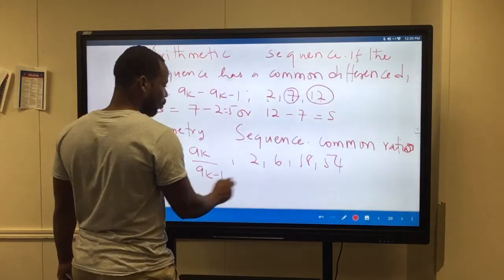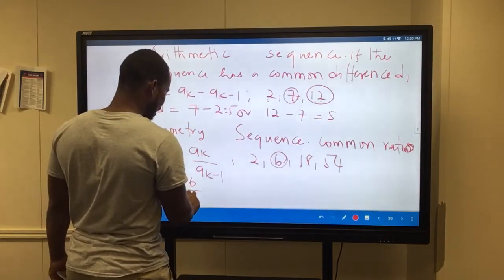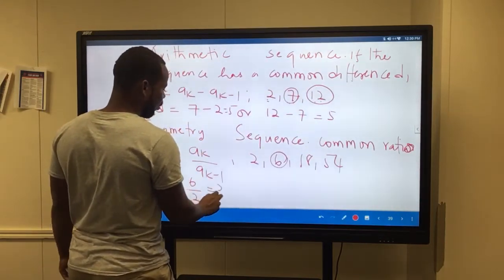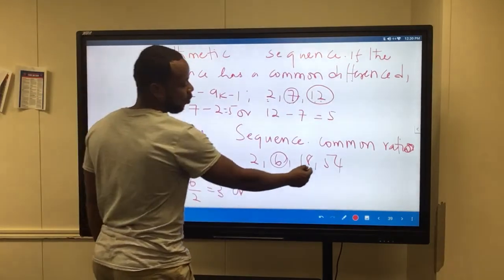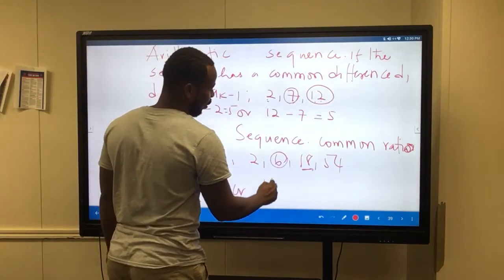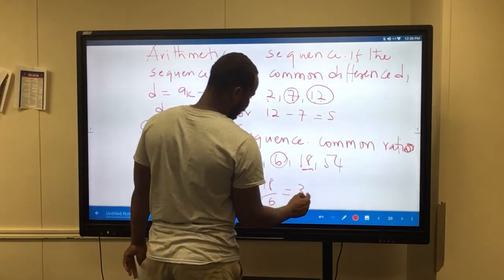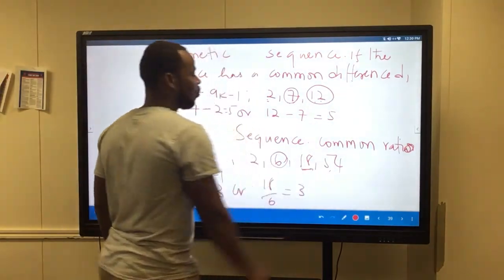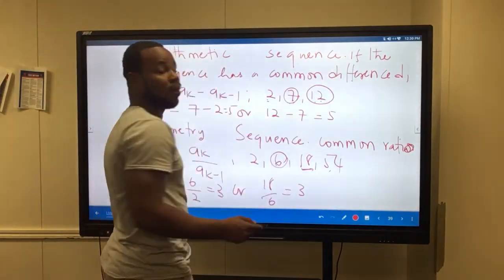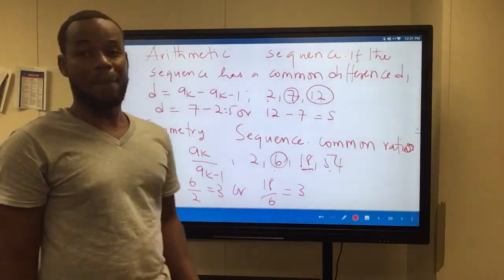That will be equal to, remember, a_k. So 6 divided by 2, and that is 3. So that will be my common ratio. Or I can use 18 divided by 6. That is also 3, which is the common ratio. If you take 54, divide it by 18, or take 18, divide it by the one before, or take 6, divide it by 2. Okay, that makes sense, right?